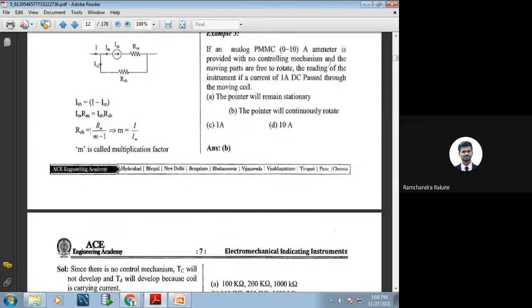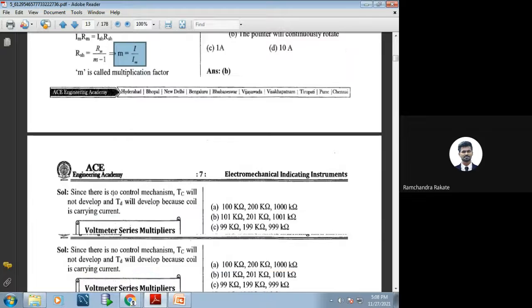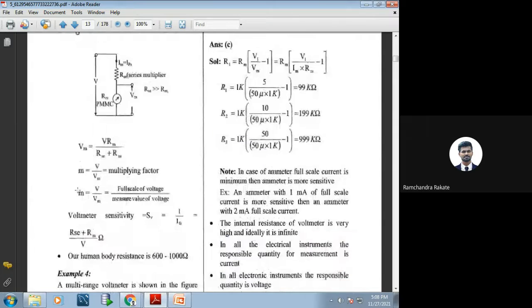same as this one. For the ammeter, the multiplying factor is I divided by Im. For the voltmeter, V by Vm is the multiplication factor. V is the full scale voltage, and Vm is the measured value of voltage. That is, M is equal to V by Vm: full scale voltage divided by measured voltage.